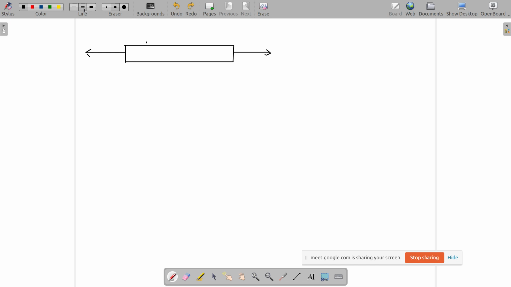What should be the thickness of this pen? If you have any suggestions, you can tell me. I think this is okay, right?